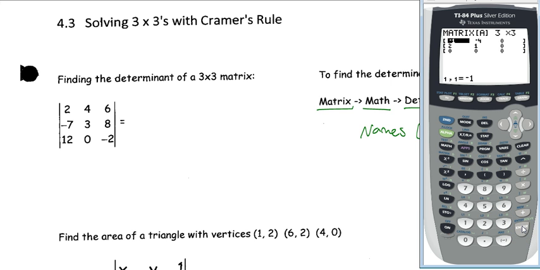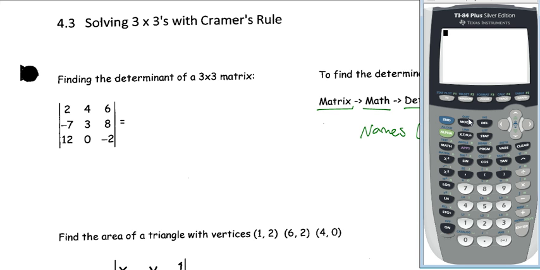And now I'm going to type in the numbers that are here. Be careful, make sure that you type them in perfectly correct. So 2, 4, 6, -7, 3 and 8. And then we have 12, 0, and 2. Once you get that done, you can just do second mode to get out of the screen. It's already saved as that.